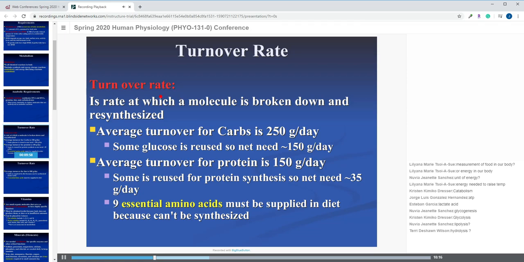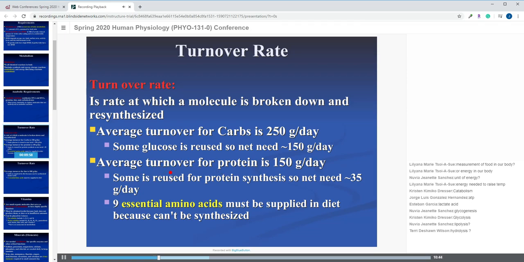So here, the average turnover rate for carbohydrates is 250 grams per day. Since some of this glucose is reused, the net need is 150 grams per day. So we need 150 grams per day of carbohydrates.